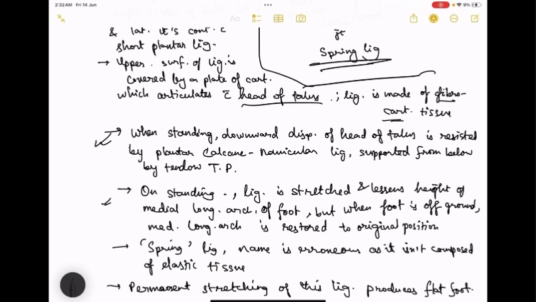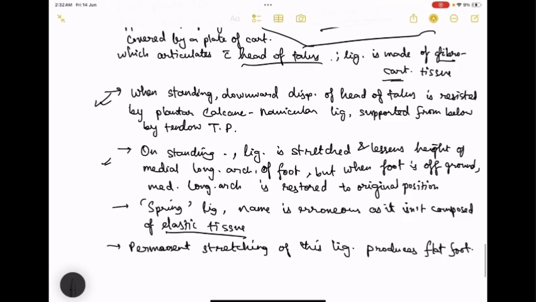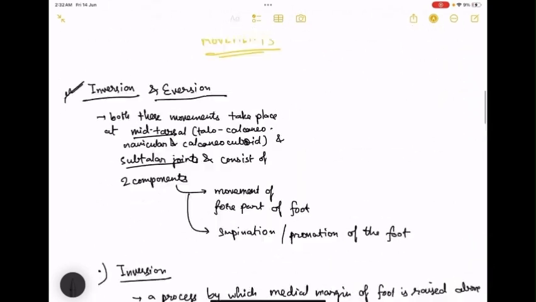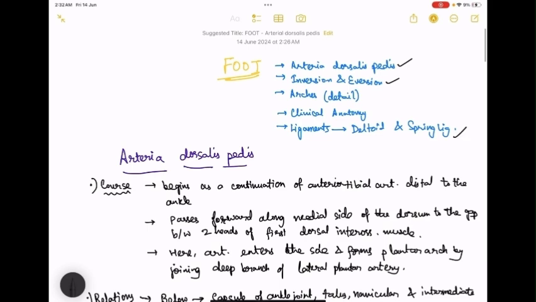And for anything to contract like that, to expand like that, any fibrous type of structure, it has to be composed of elastic tissue. But spring ligament is not composed of elastic tissue. So neither does it change its shape to lessen the height of the medial longitudinal arch, nor is it composed of elastic tissue. So it's just a misnomer, a big misnomer, the spring ligament. So with that, we have also covered the deltoid and the spring ligaments. The remaining two topics are the arches in detail and clinical anatomy. Hope to be covered in another video.